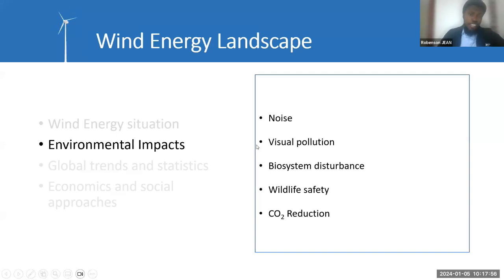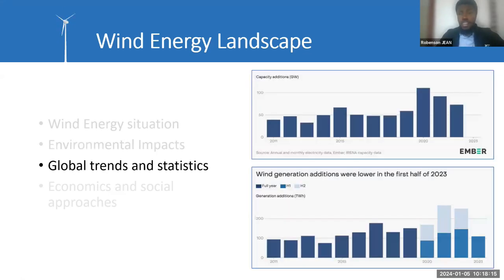The positive environmental impact is the carbon dioxide emission reduction. It is the very best contribution of wind energy systems. And nowadays, what are the global trends in wind energy systems? We can see from 2011 to 2022. So what happened?